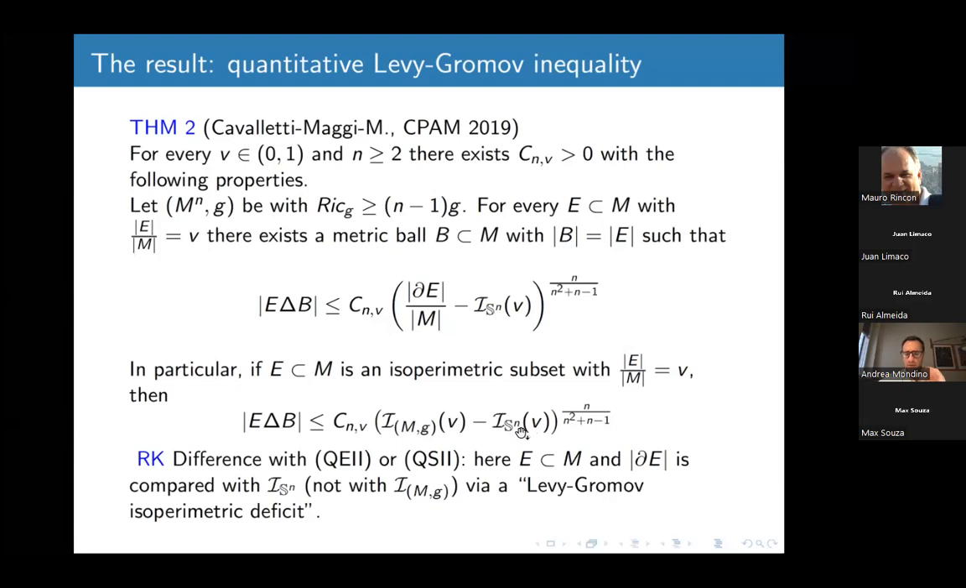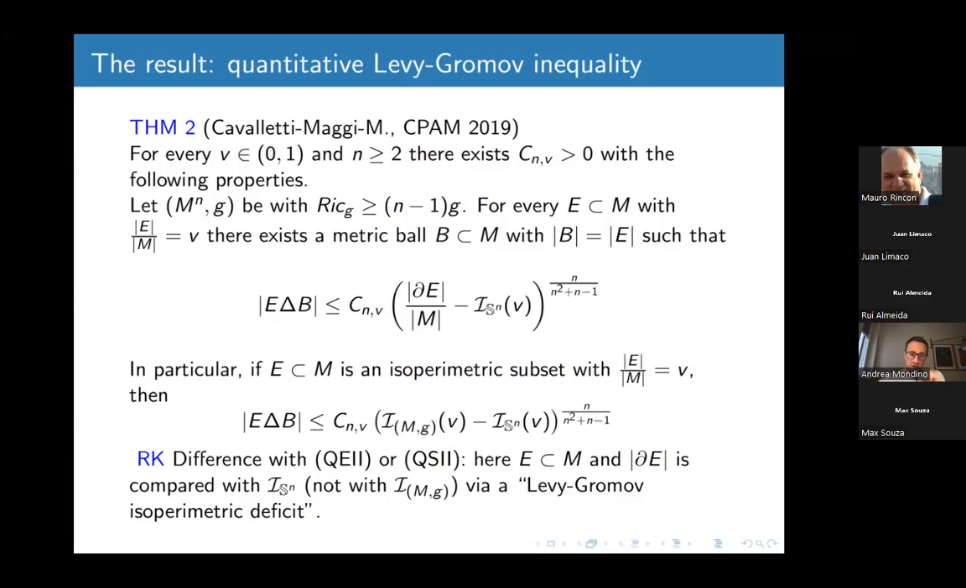Okay. Now let me remark a key difference between the quantitative Euclidean isoperimetric inequality by Fusco, Maggi, Pratelli, or the quantitative spherical isoperimetric inequality, and our result. In the quantitative Euclidean isoperimetric inequality, one was taking a subset E inside R^n, and comparing the perimeter of such a subset with the perimeter of the ball inside R^n, so in the same space. If this was small, then the subset was close to the metric ball in the L1 sense.